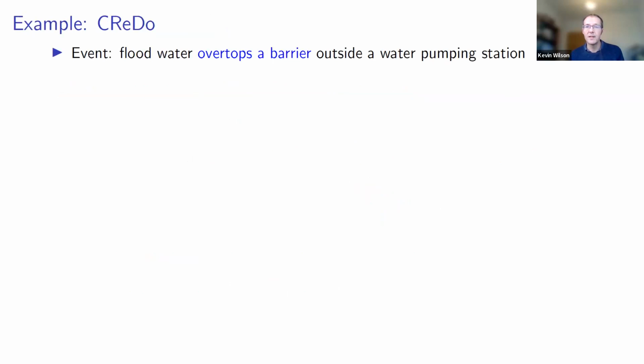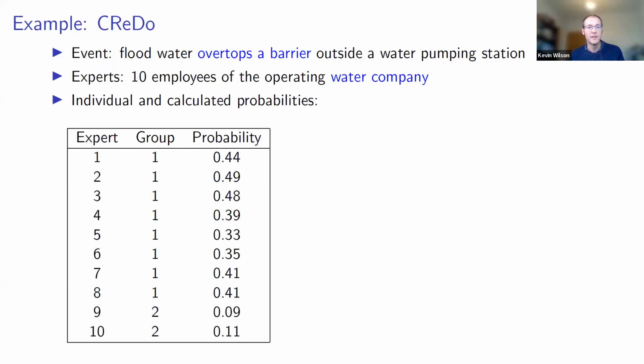Okay, so very briefly an example of this, and then I'll wrap up. So in Credo, one of the things that we needed to elicit was the probability that floodwater overtops a barrier outside a water pumping station. These are fictional numbers because I wasn't allowed to give you the real numbers that we elicited from the experts. For some reason, they were confidential. So let's suppose we had 10 employees of the water company.